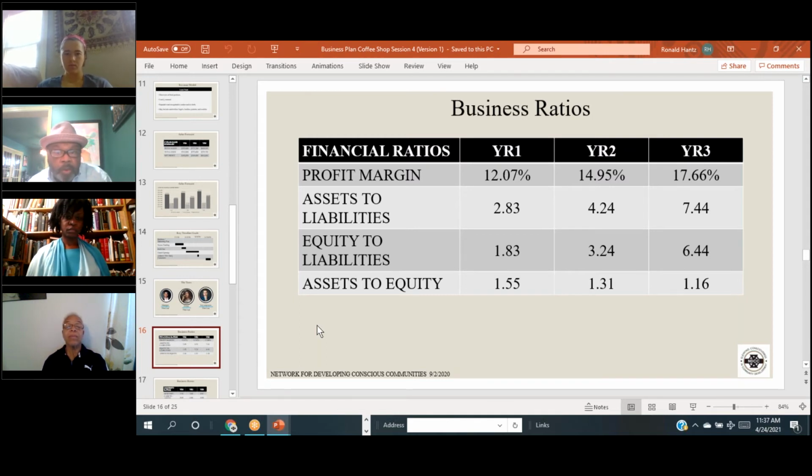But the other reason I would recommend a shorter window for ratios is because of how volatile business is.